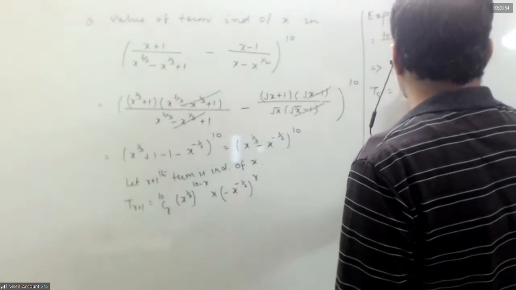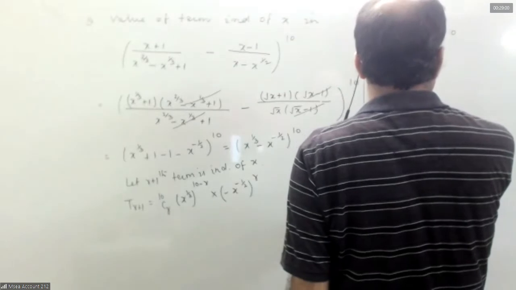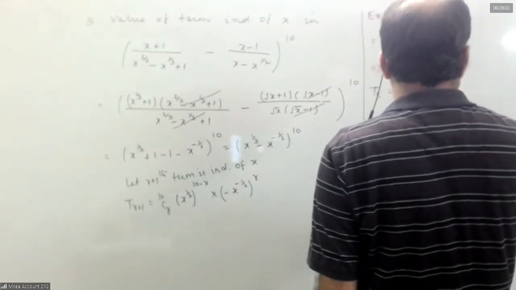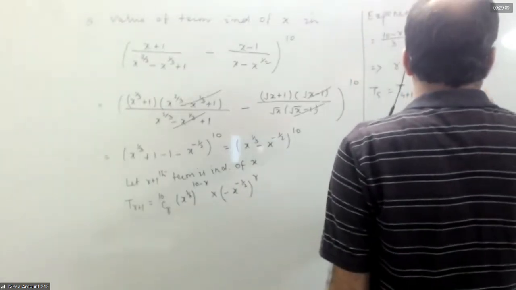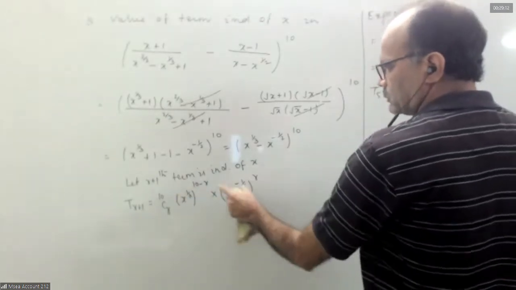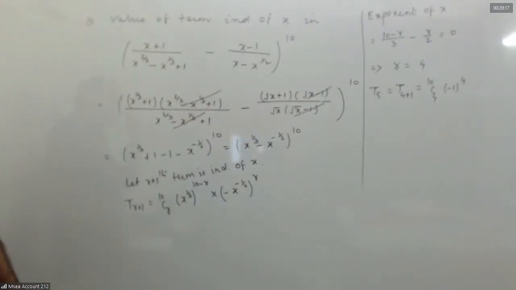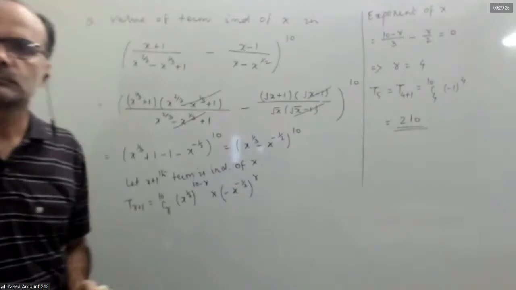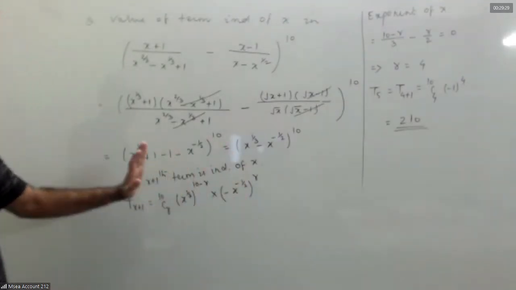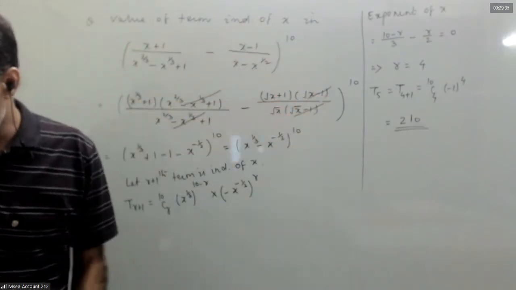T5, that is T(4 plus 1), equals 10C4 into minus 1 to the power 4. x will get cancelled because we have taken the exponent of x as 0. What is the value of 10C4? 210. 210, correct. Simple algebra. If you know the formula for a cube plus b cube or not, shall I write it? Sir, we know, sir.